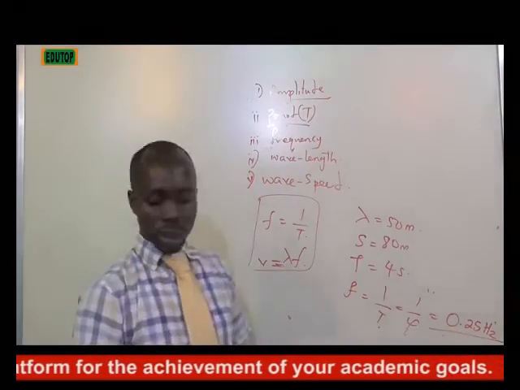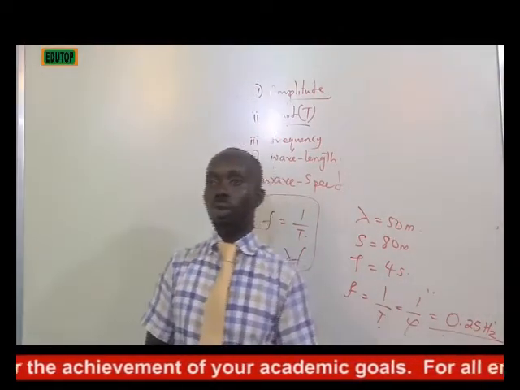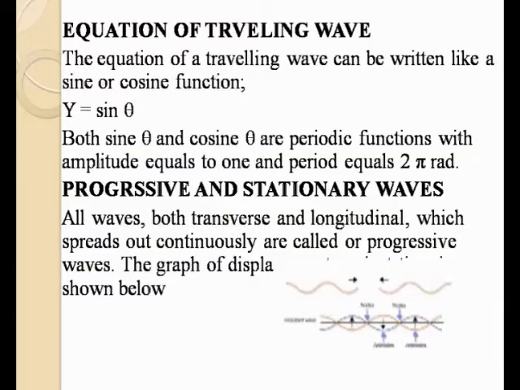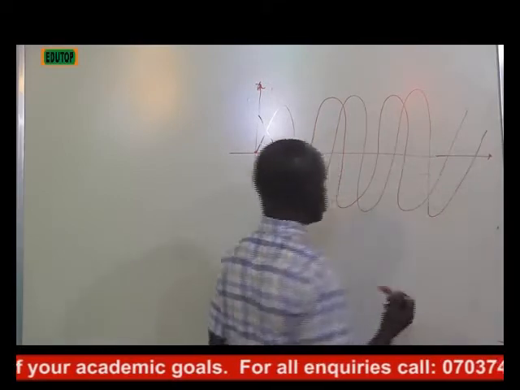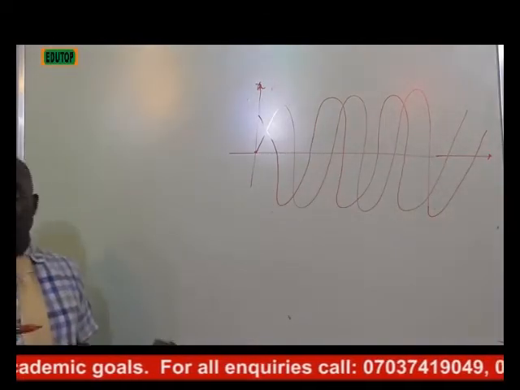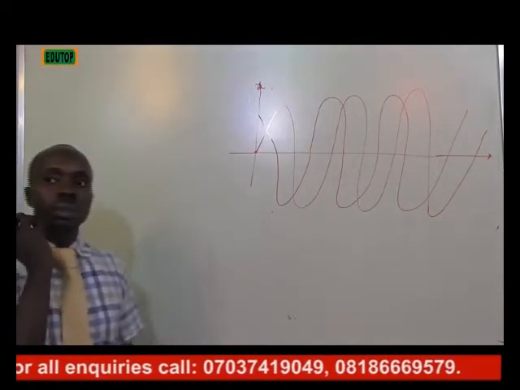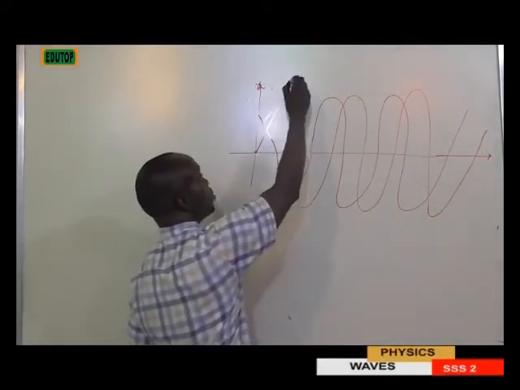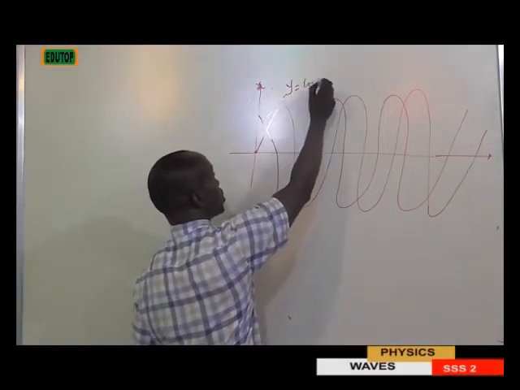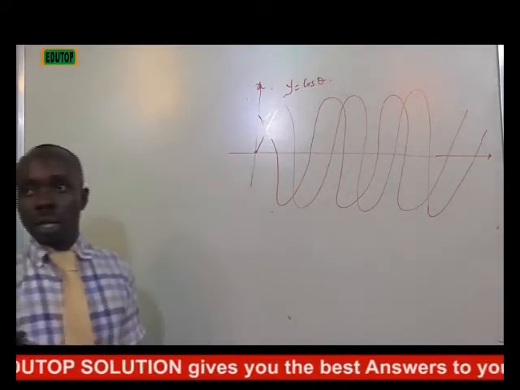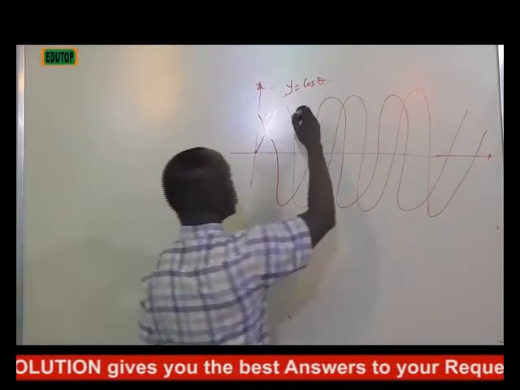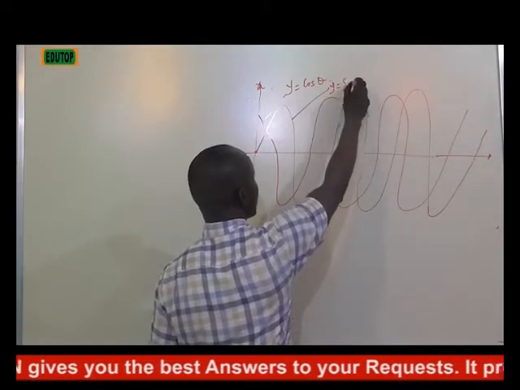So without wasting much of our time, we'll go to the equation of a traveling wave. Let's start with this traveling wave. You'll be very careful. Are you seeing them? With this analysis, we'll be able to understand that this particular one is y equals cos theta, while the next one is y equals sin theta.